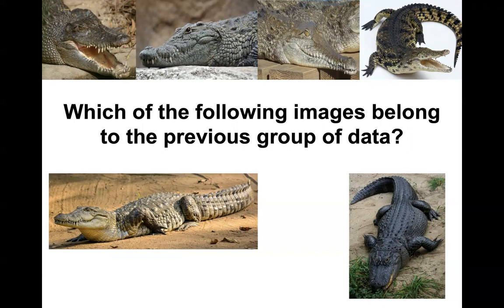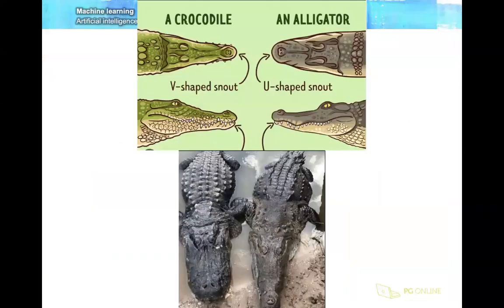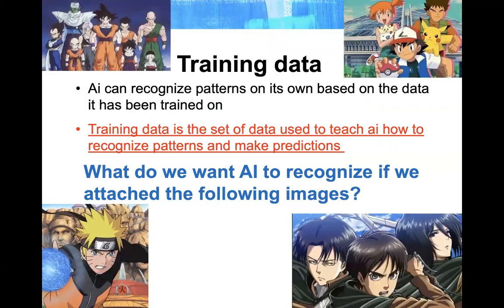So for this one, it's the one on the left. It's because the shape of their mouth is a V shape. So you can see it here. It's a V shape, but here it would be more clear. So crocodiles have a V-shaped snout, and alligators, it's more round. It's a U-shaped snout. So we've gone through what training data is. Training data is the set of data used to teach AI how to recognize patterns and make predictions.